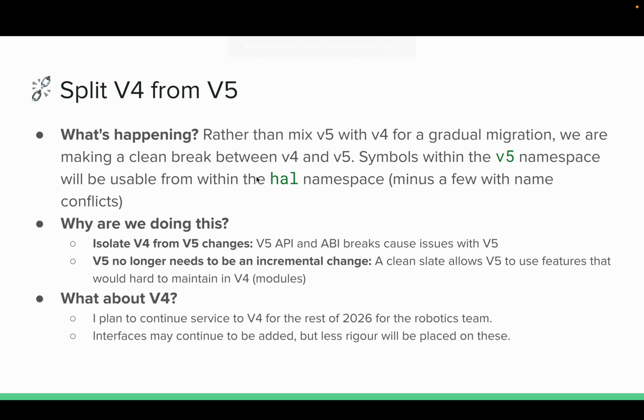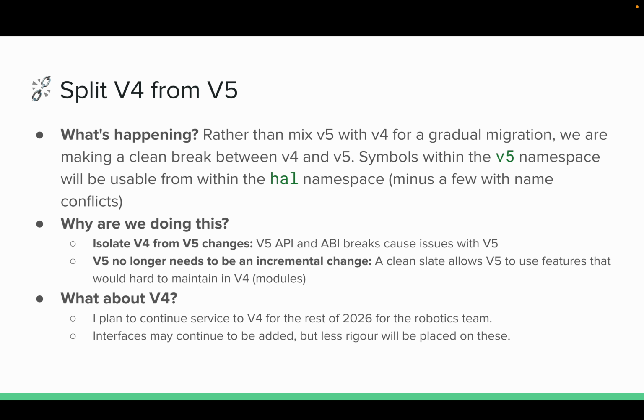All right, let's talk about the split of v4 from v5. What's happening? Rather than mix the v5 stuff, which is what we've been doing, all the v5 interfaces and v4 for a gradual migration, we're going to make a clean break between v4 and v5. Any of the v5 symbols, classes, and interfaces are going to stay where they are, most of them. Some of them have been deleted because they weren't used anywhere else in the project, and I know none of the other clients that we have are using them. So that is a bit of an API break, but I already made a notice saying that anything from v5 can break at any time, so it wasn't stable anyway.